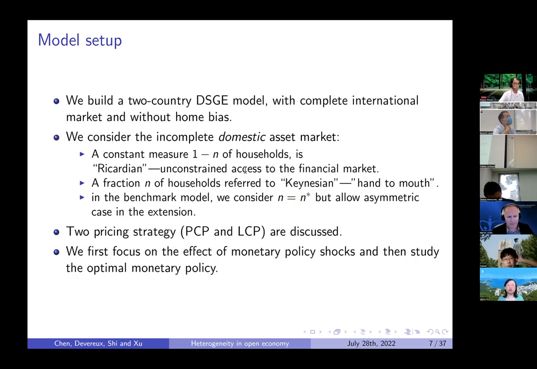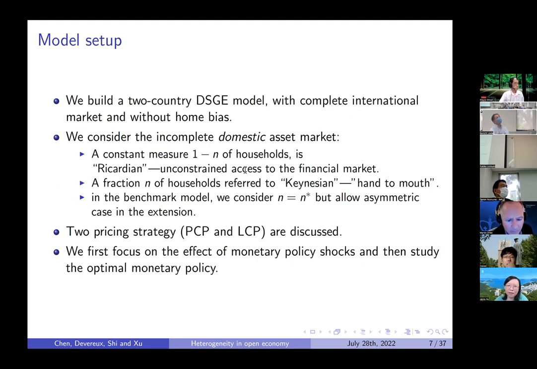Okay, is there any question before I go on? I'm going to talk about the model setup. It's actually very standard, except that we're going to have two agents. If there's no question, I'm going to go on with the model setup. We're going to build a two-country DSGE model, and we are going to assume a complete international market. This is going to make sure that we have analytical results.